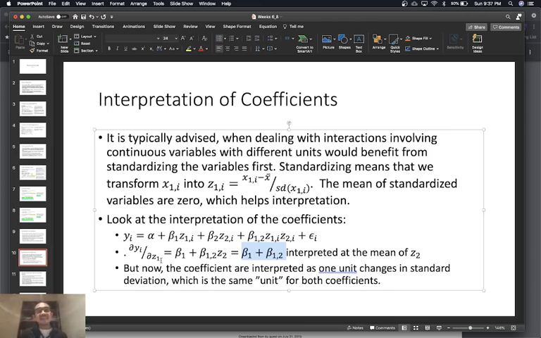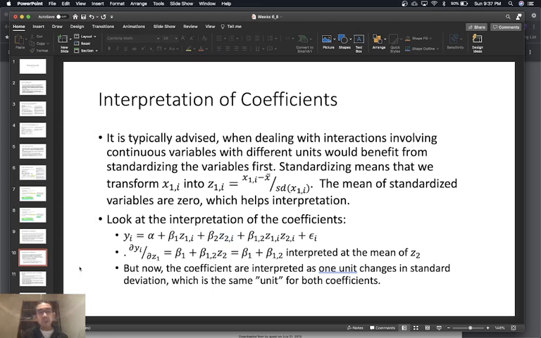So you're not really thinking about the units of your x, whatever your x is. z1 might be different from z2, but because you standardize them, they are now both the same units. z1 is now in standard deviations, and z2 is also in standard deviations, right? The number of standard deviations.